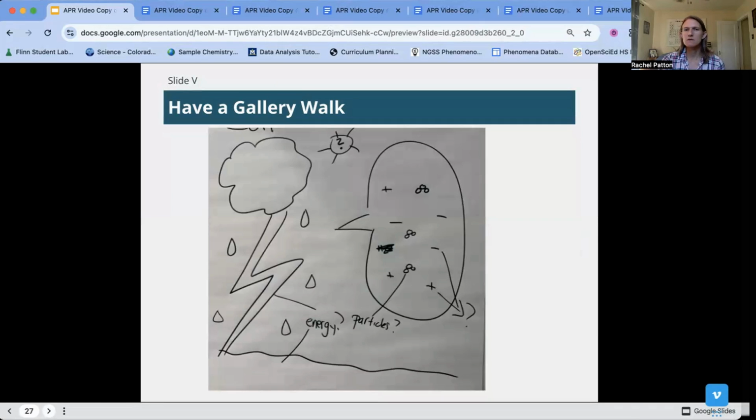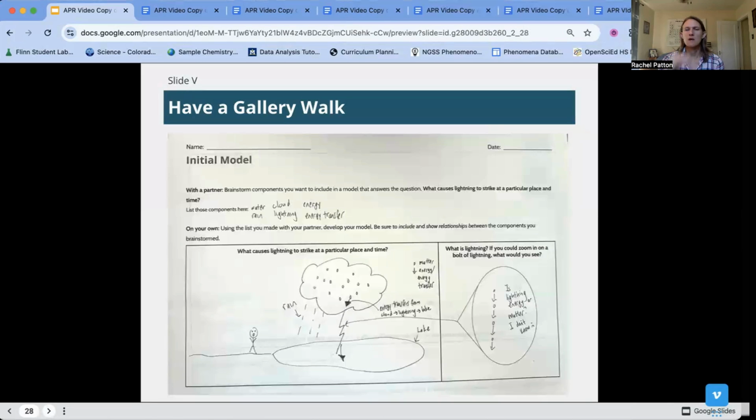Here's the first model. You can pause the video while you compare models and record similarities and differences. Here's the second model. Again, you can pause here while you record similarities and differences.